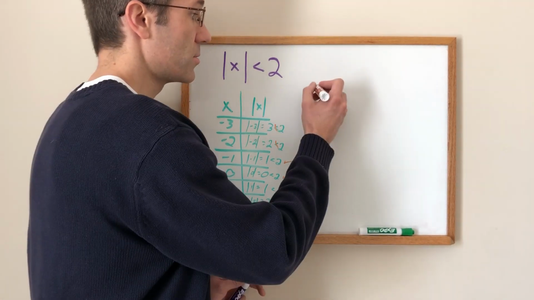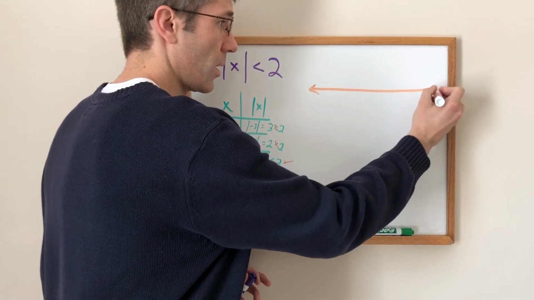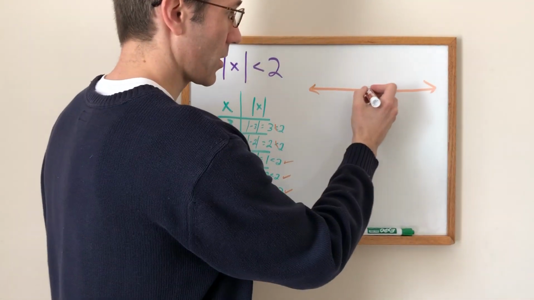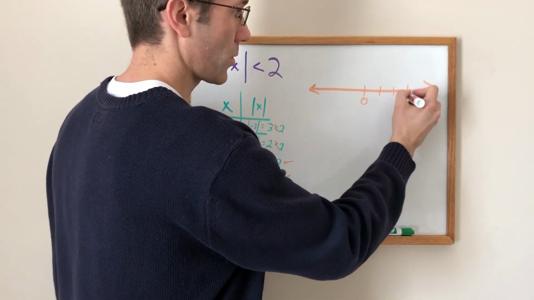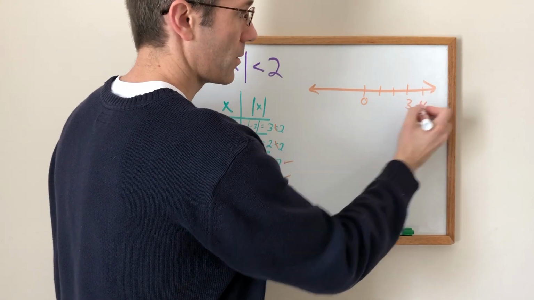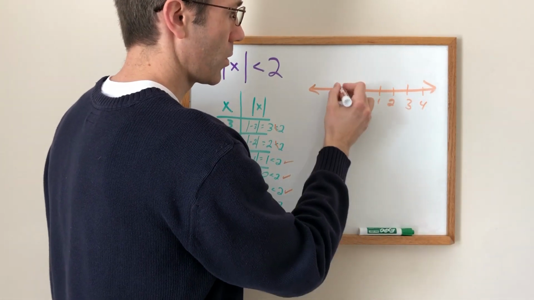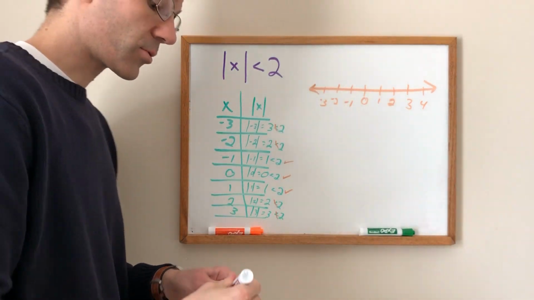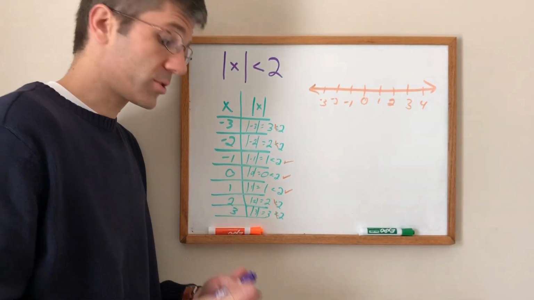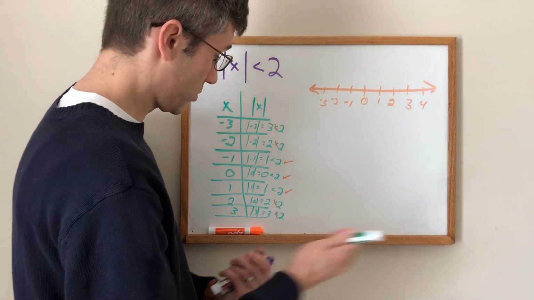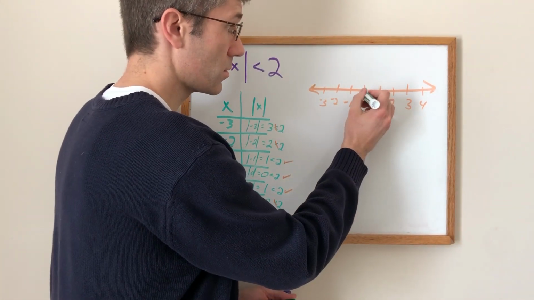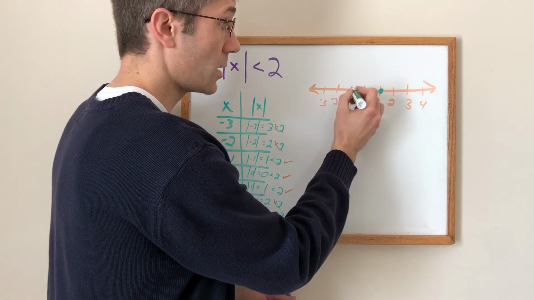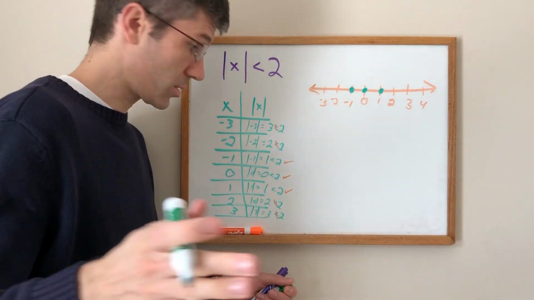So then if I was to draw a number line and put these numbers on it, 0, 1, 2, 3, 4 even, negative 1, negative 2, negative 3, negative 4, I can graph which ones of these are solutions. And so we decided that 0 was a solution. Cool. 1 is a solution. Negative 1 is a solution. 2 is not a solution.